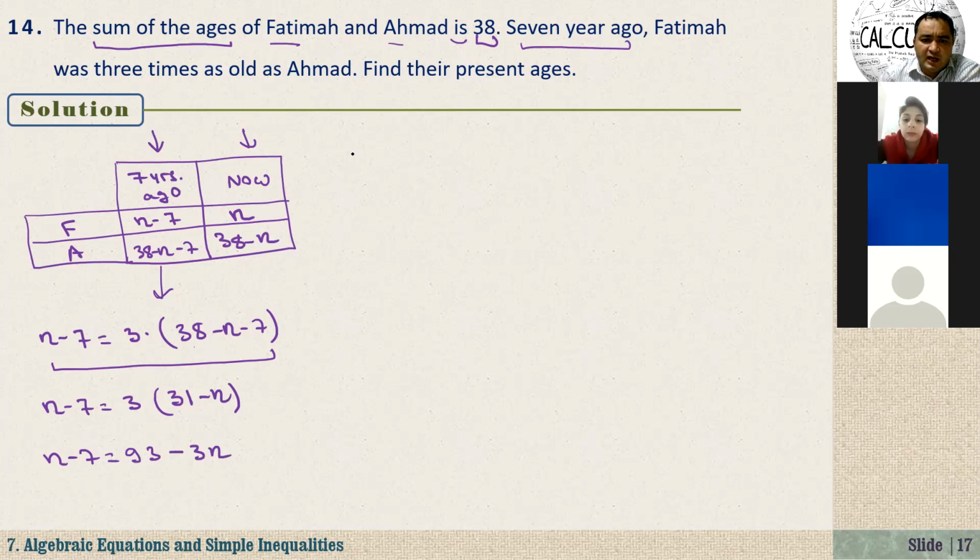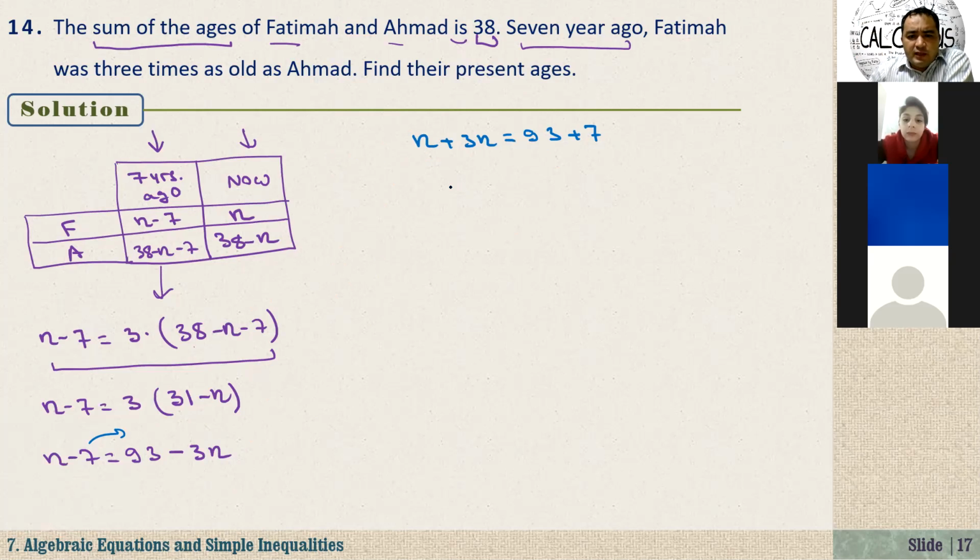We should take unknowns to the left-hand side, and the numbers to the right-hand side. So here we have n, and negative 3n to the left-hand side becomes plus 3n, equals, on the right-hand side, we have 93. And take this 7 to the right-hand side, since it is negative 7, it becomes plus 7. Actually, we are just adding 7 to both sides to eliminate negative 7 from the left-hand side.